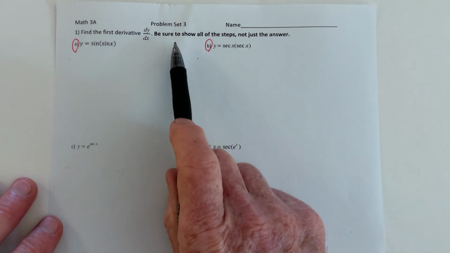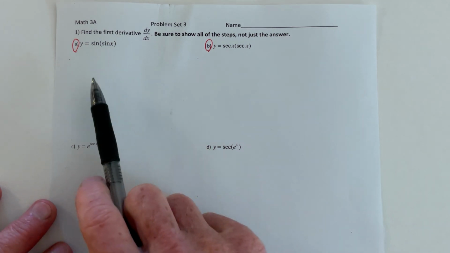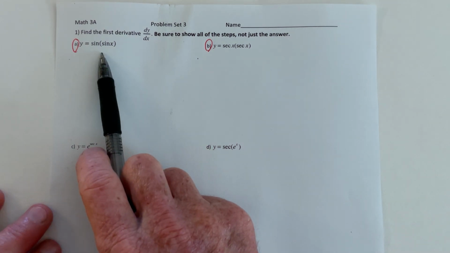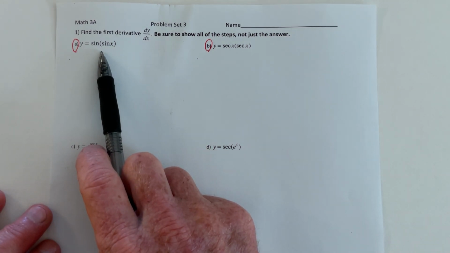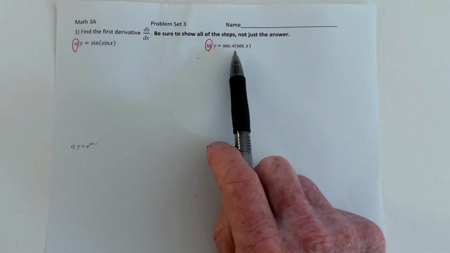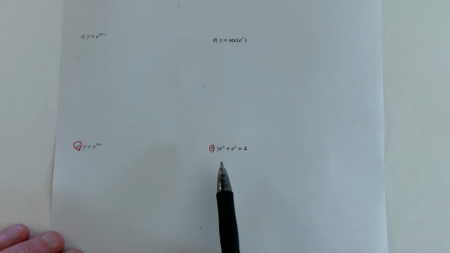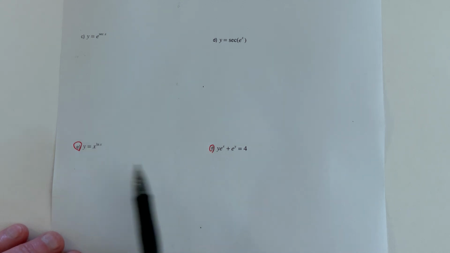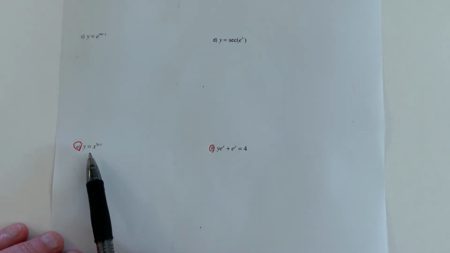We're looking at problem set number 3, examples like these. So you've got things like the chain rule versus the product rule. I'll also do something like this where this is implicit differentiation, logarithmic differentiation, and then after that some related rates.